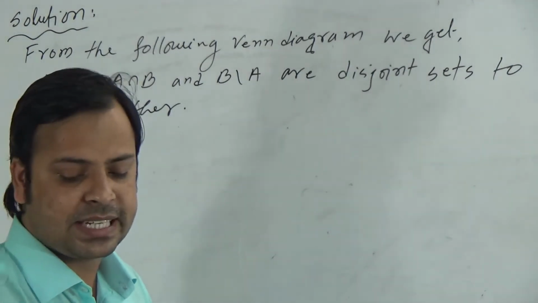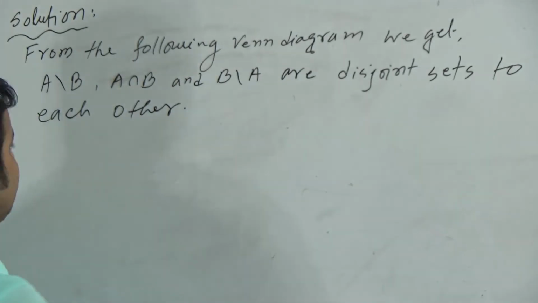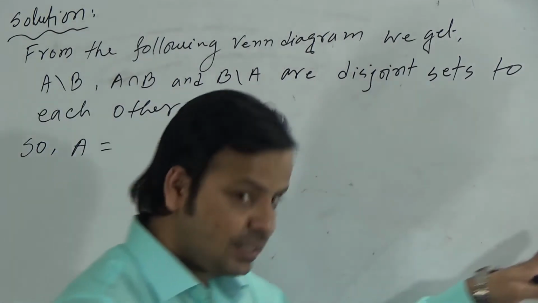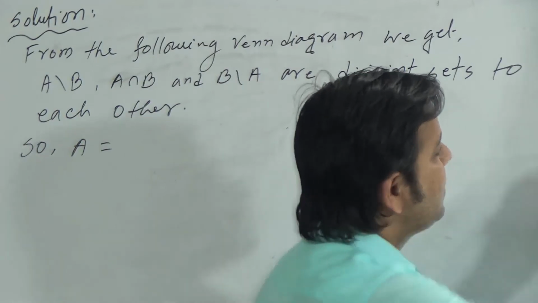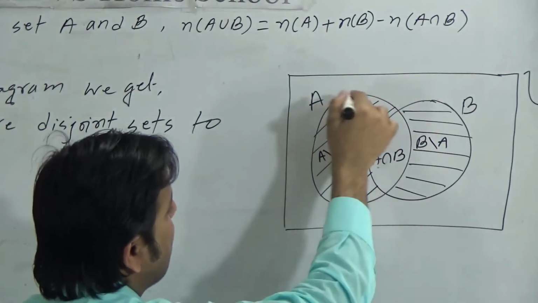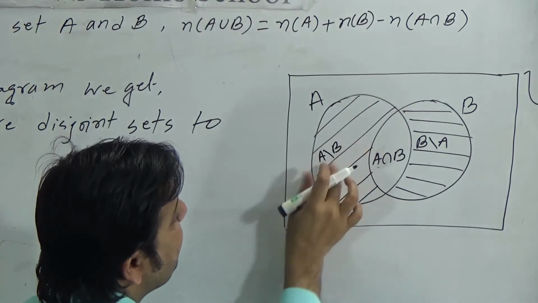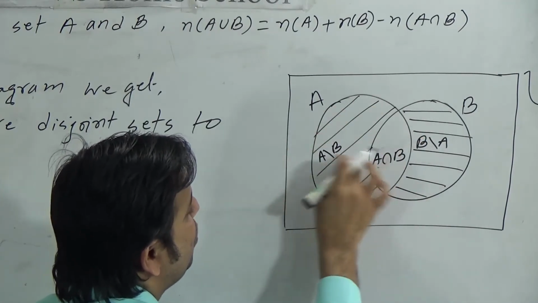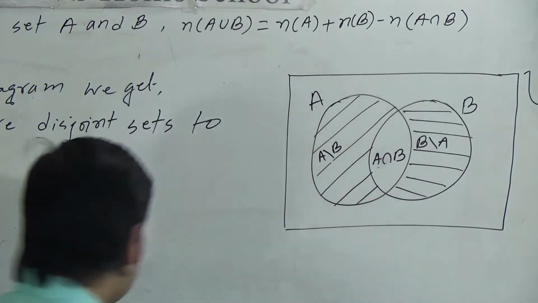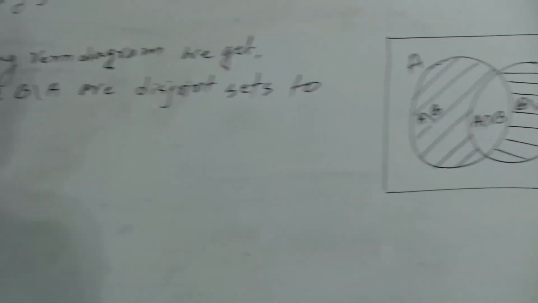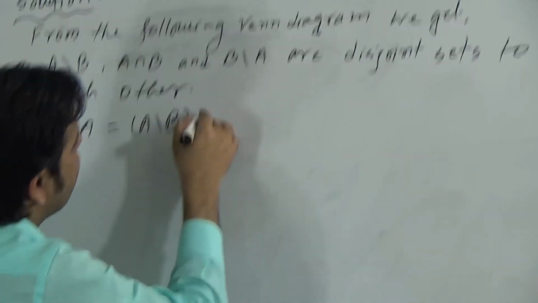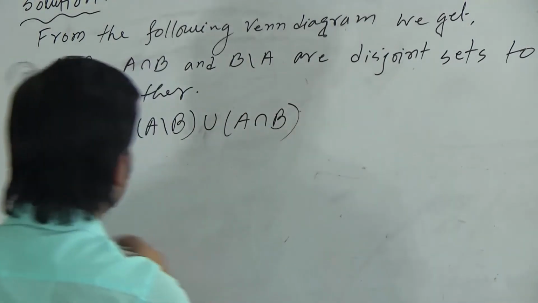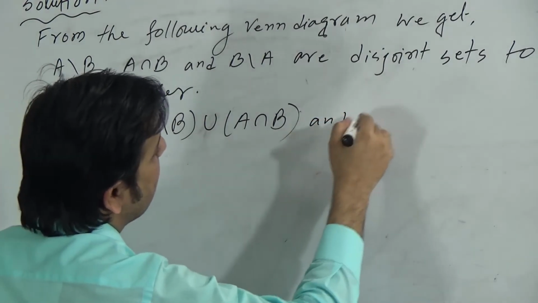So what is set A here? Set A in this figure means this total A. This portion is A delete B and this portion is A intersection B. If we join these two disjoint sets, then we will get set A. So we can write set A means set A delete B union A intersection B.